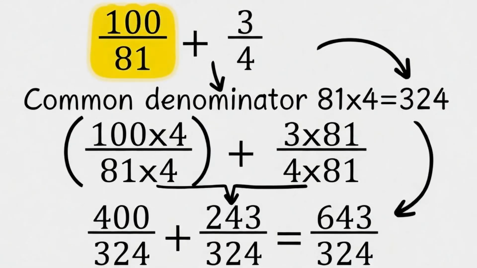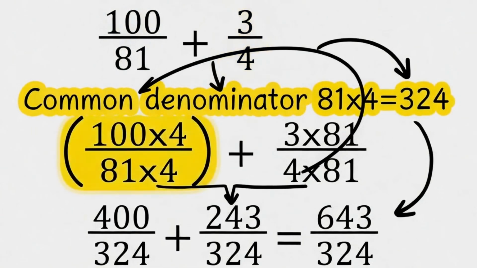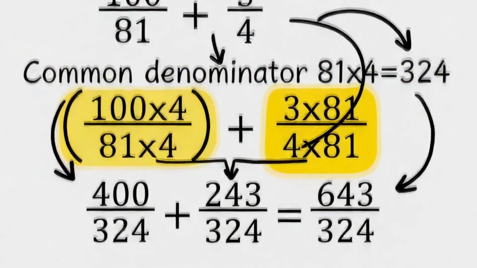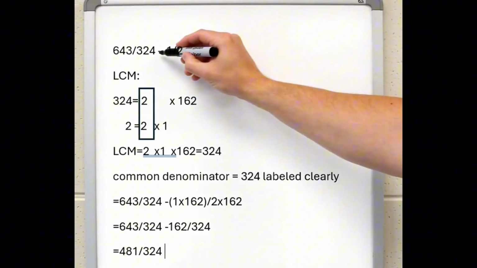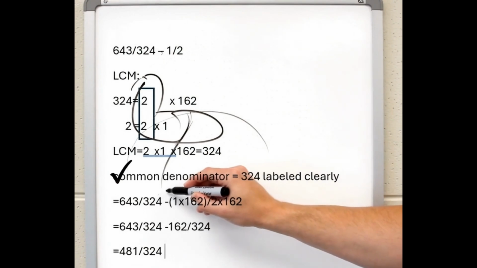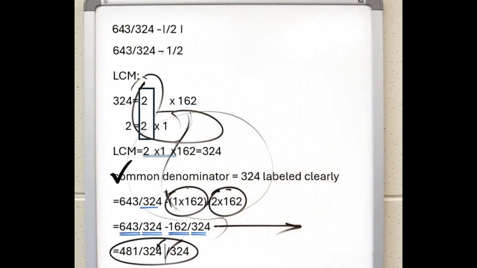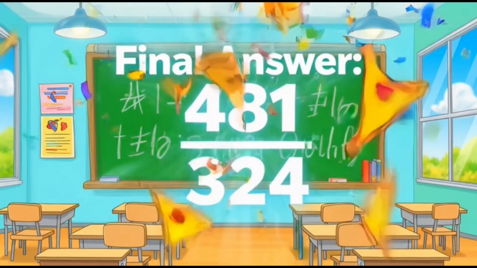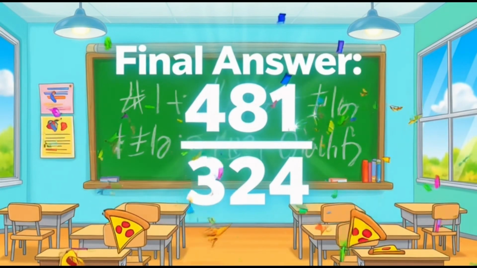To add these fractions, we first find a common denominator. The common denominator is 81 times 4, which is 324. We adjust the numerators and add them together. The final result is 643 over 324. We start with 643 over 324 minus 1/2. Find the LCM of the denominators, which is 324. Rewrite the second fraction to match the denominator. Now we can subtract the numerators. And that's our final answer. 481 over 324.